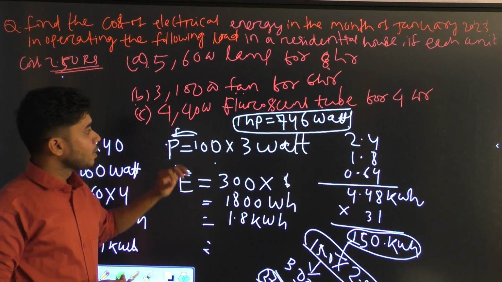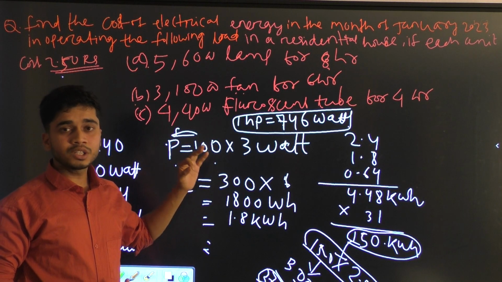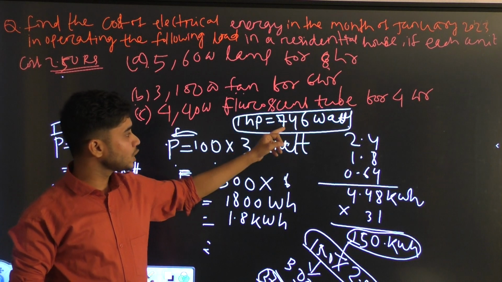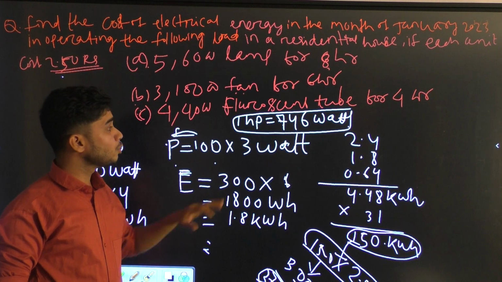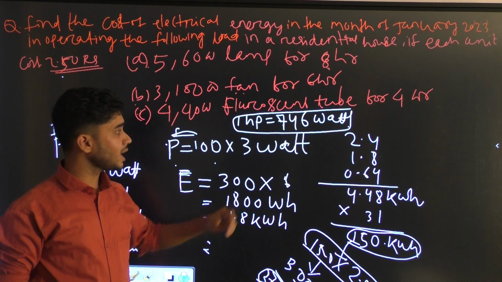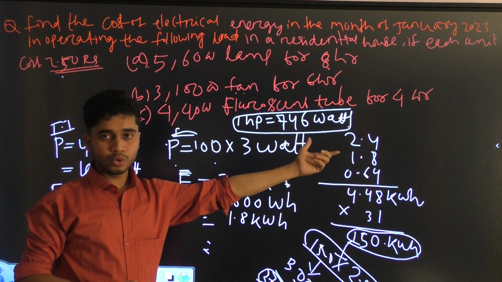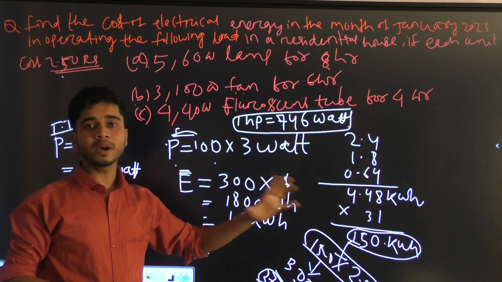Okay, so if there is a motor load and it is a 1 HP motor, consider 1 HP is equivalent to 746 watt. Okay, and if the motor is on for a period of 2 hours, multiply 746 into 2. This will give you the energy consumed by the motor load.